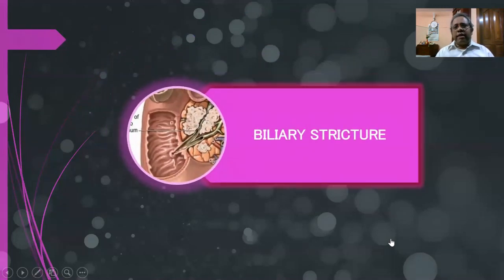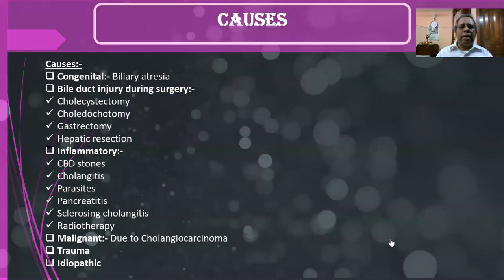So what about biliary stricture? Biliary stricture has some causes. It could be a congenital one, that means narrowing of the CBD, or bile duct injury. The bile duct injury happens during cholecystectomy, during choledochotomy, or during gastrectomy or hepatic resections. At any time it may develop, and that injury heals, and subsequently there is scar tissue. Scar tissue has a tendency to contract and narrow the lumen.